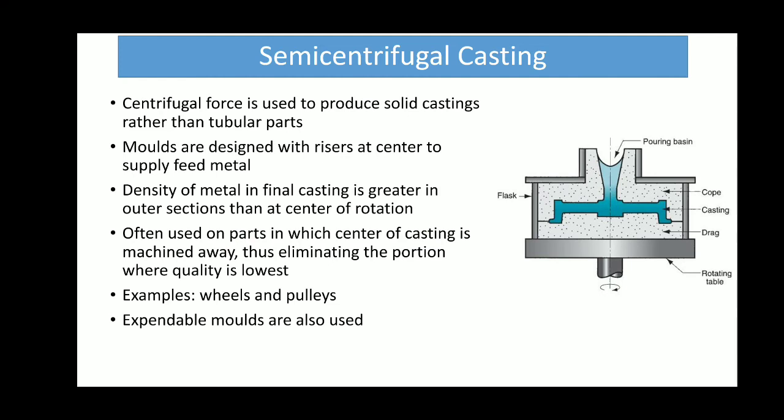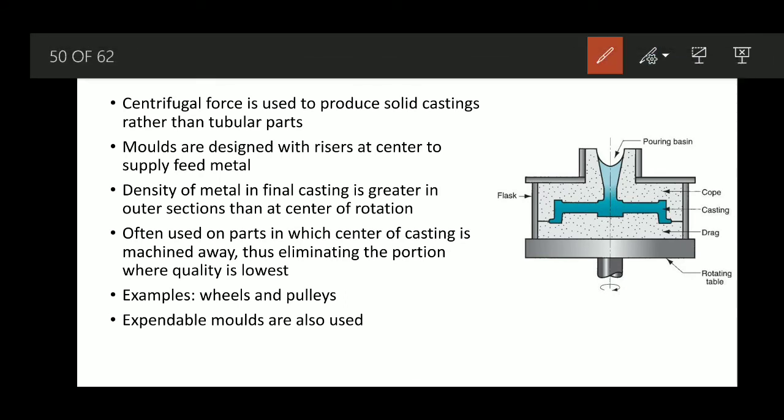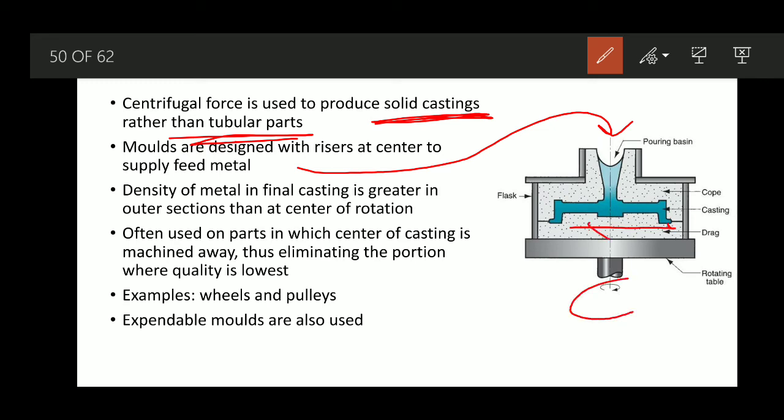So we have another version, that is semi-centrifugal casting. Here also it uses centrifugal force, but the difference is that here we obtain solid castings rather than tubular parts. In true centrifugal casting, we generally produce tubular parts. In this case, molds are designed with risers at the center to supply the feed metal. Generally two symmetric hubs are there. Once again it is rotated, so centrifugal force will be generated. Inside are already two parts, the cope and drag portion.